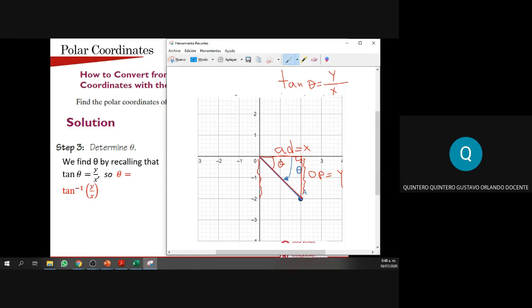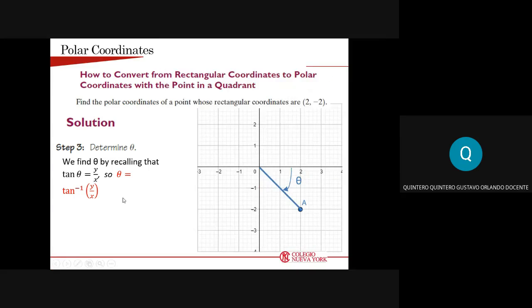But we don't want the tangent of theta. We just want the theta alone. That is what we want. We only want the theta. So we are going to isolate it. And we isolate by finding the inverse tangent. The inverse tangent. It is right here.